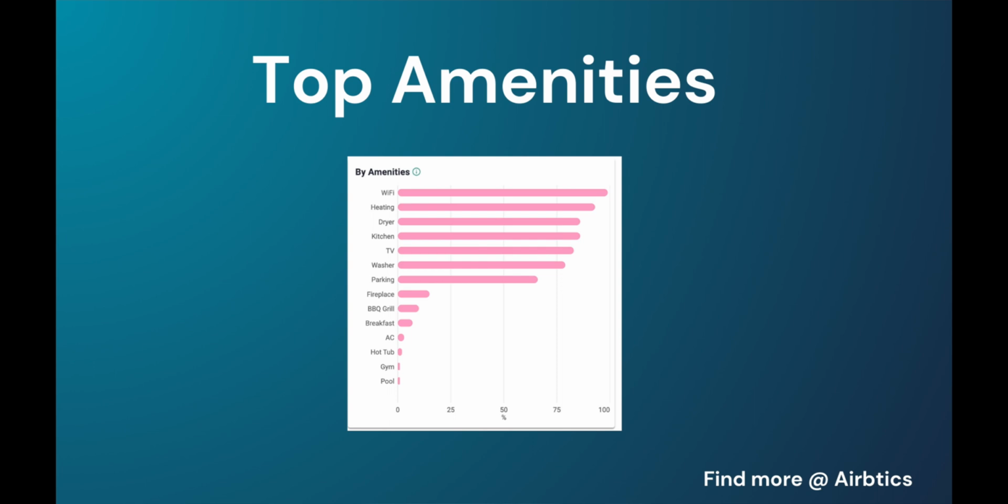This shows where the guests are coming from, which countries and cities they are coming from as well. Top amenities, all providers show this. It answers a question like what's the percentage of listings with a pool in the market versus the listings without the pool. So now let's talk about the real estate statistics.